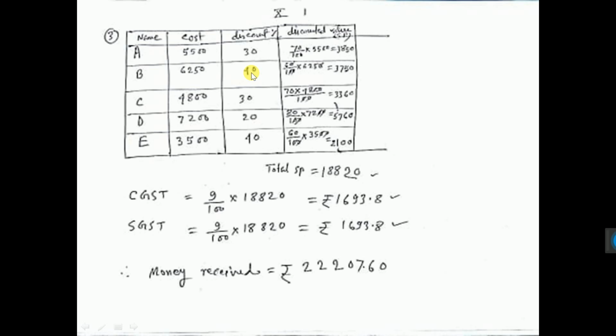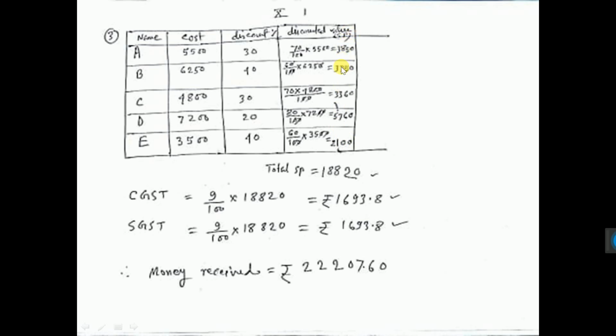Again 40% discount means 100 minus 40, that is 60% left. So 60 by 100 into this 6250, then 3750 is left. Again 30% discount means 100 minus 30, 70% left. So 70 by 100 into 4800. This is the discounted value. Again 20% discount means 80% left. So 80 by 100 into 7200. This is the discounted value. Again 40% discount means 100 minus 40, that is 60% left. So 60 by 100 into 3500, this is the amount.